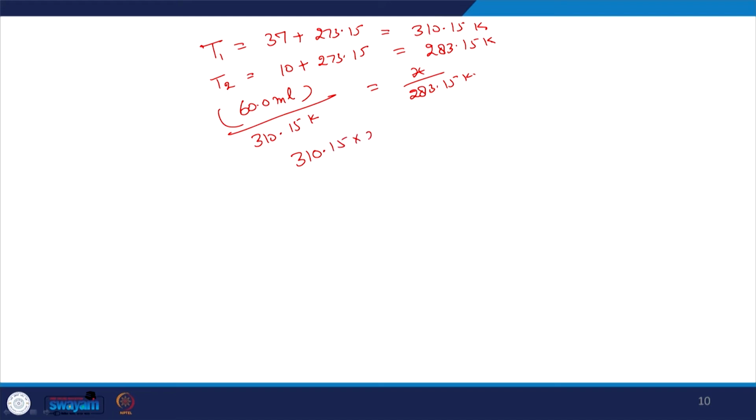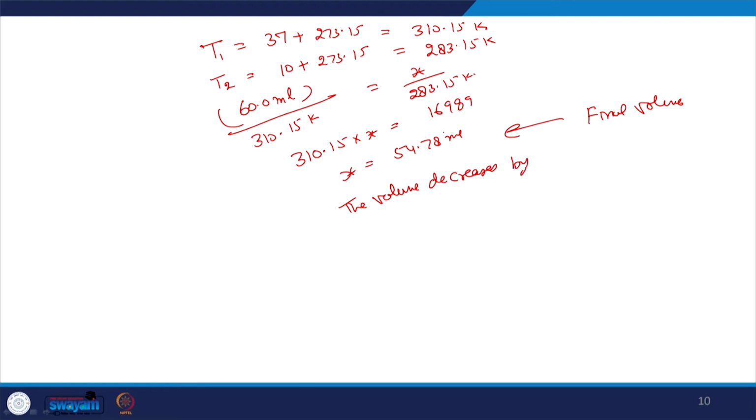310.15 into x is equal to 16989, or x is equal to 54.78 ml, and this is the final volume. So the volume decreases by 60 minus 54.78, and that comes out to be 5.22 ml.